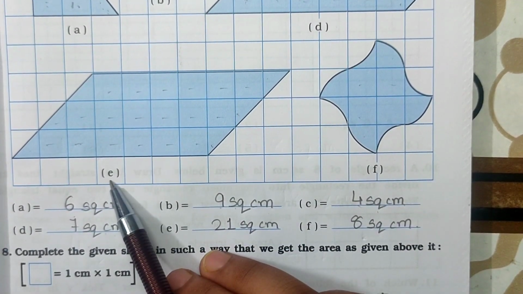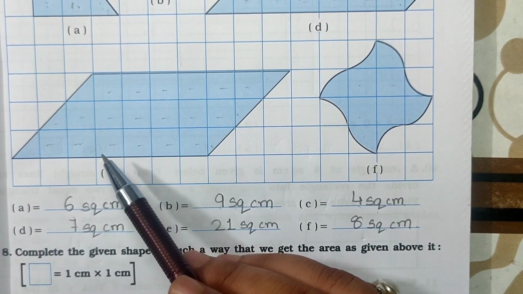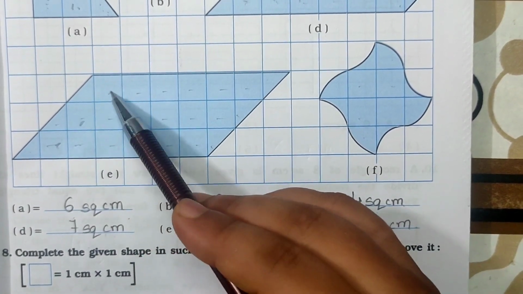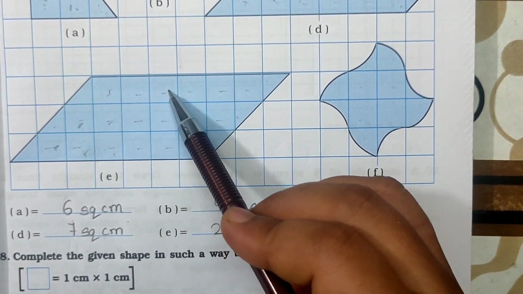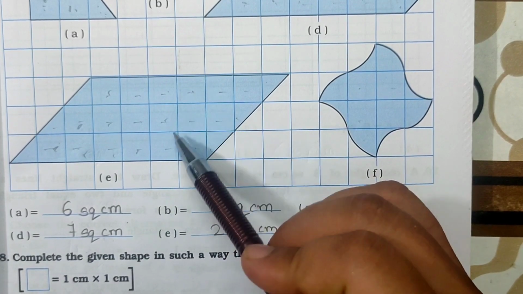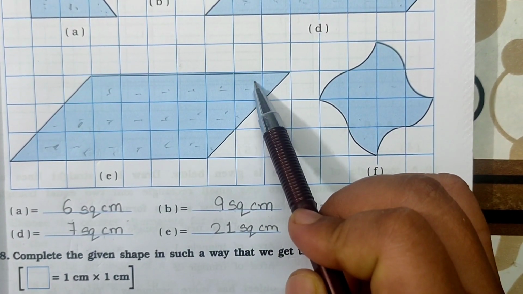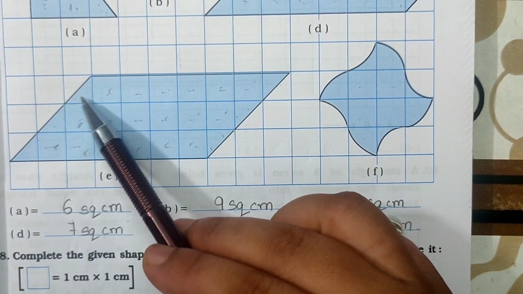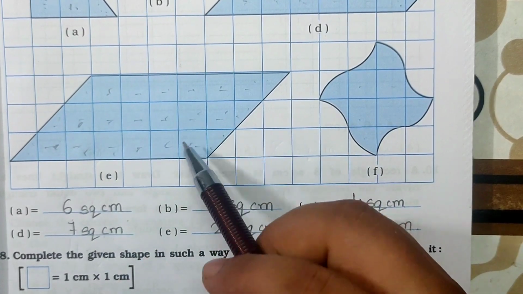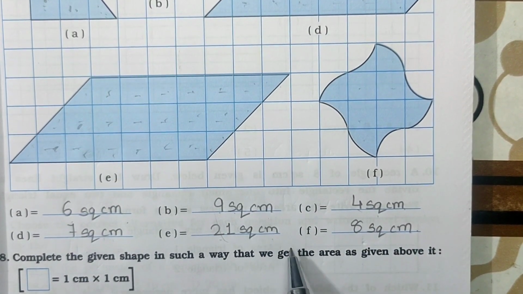Now see the E. Okay. First of all count the complete squares. 1, 2, 3, 4, 5, 6, 7, 8, 9, 10, 11, 12, 13, 14, 15, 16, 17 and 18. This 2 means 19, this 2 means 20 and this 2 means 21. So your answer is 21 square centimeter.